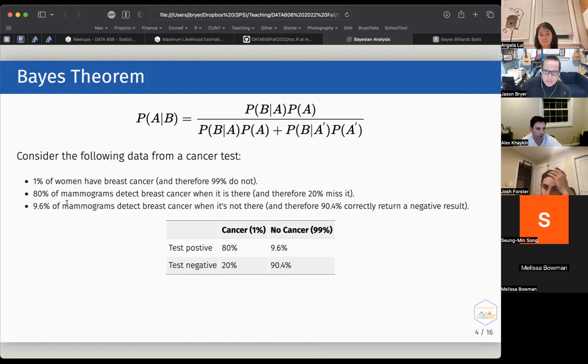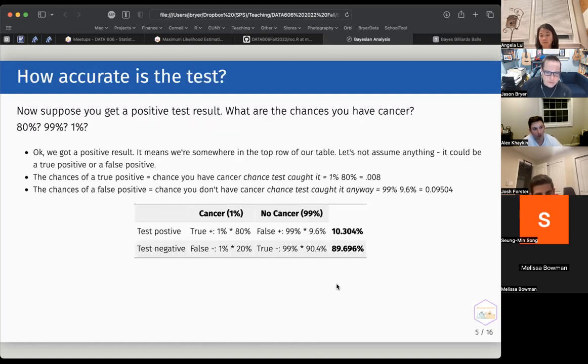So we're looking at the accuracy of breast cancer tests, right? We know from data that 1% of women have breast cancer, and so obviously the complement is that 99% do not. 80% of mammograms detect breast cancer when it is there, so obviously 20% don't, and 9.6% of mammograms detect breast cancer when it's not there, right? So we can write this out in a 2x2 table. Then the question is, how accurate is the test, right?